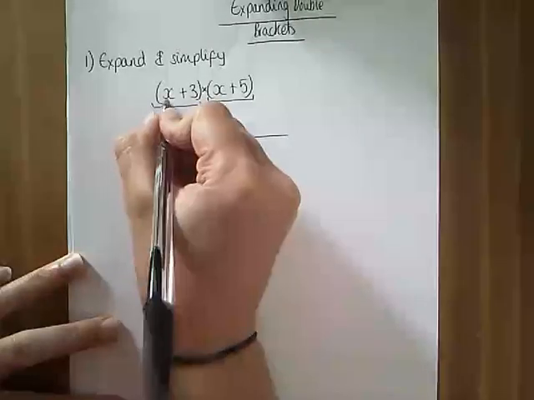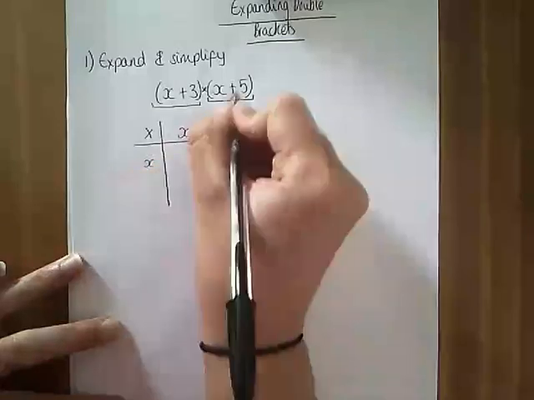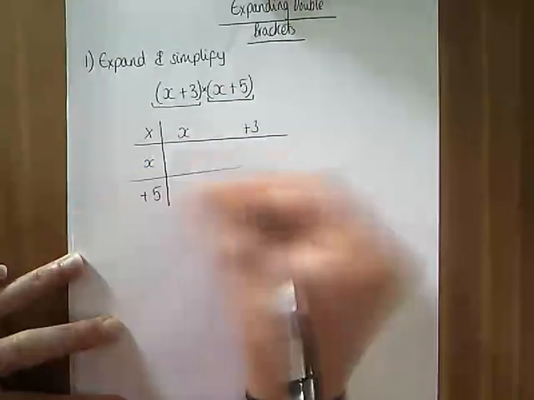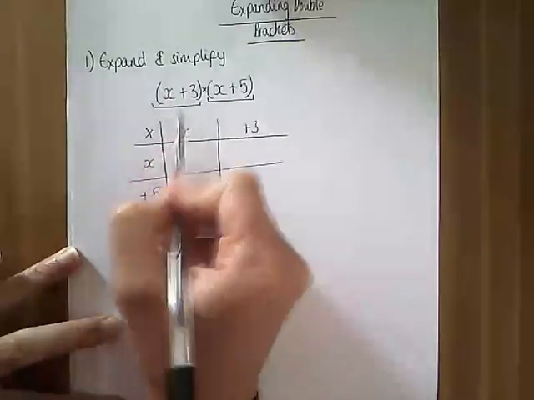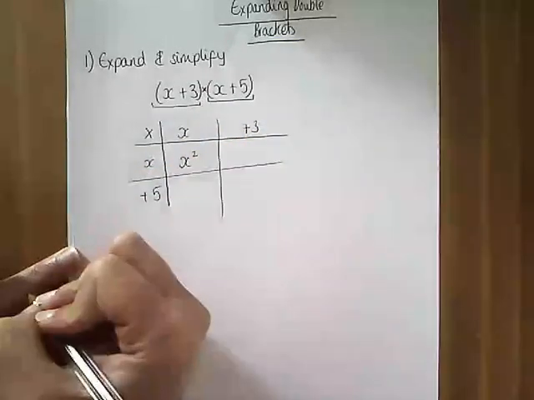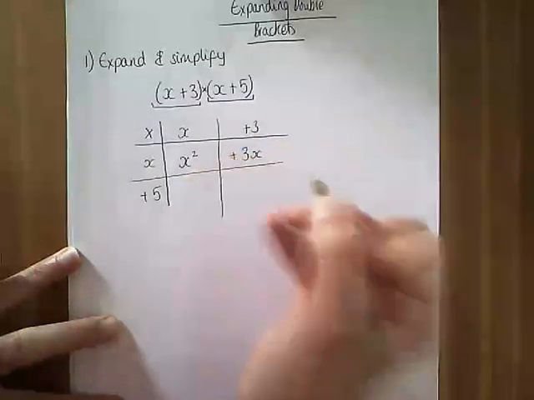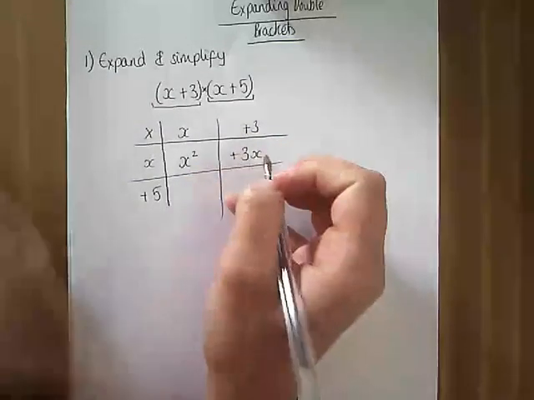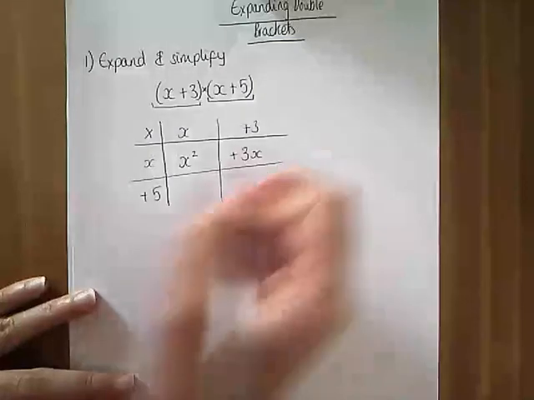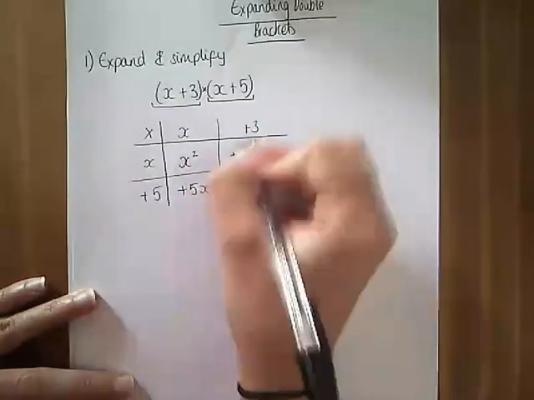So we've got x, and we've got 3. We've got x in the other bracket, and we've got 5. Okay, and we are going to multiply each bit by each bit. So we've got x times x is x squared. x times 3 is 3x. Now that's positive. I'm putting that positive sign on there because we will be doing some with negatives. Okay. Then we've got 5 times x is 5x. 5 times 3 is 15.